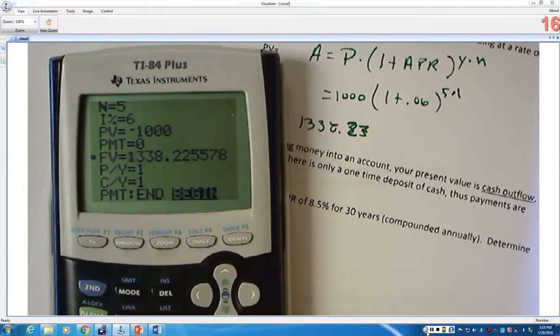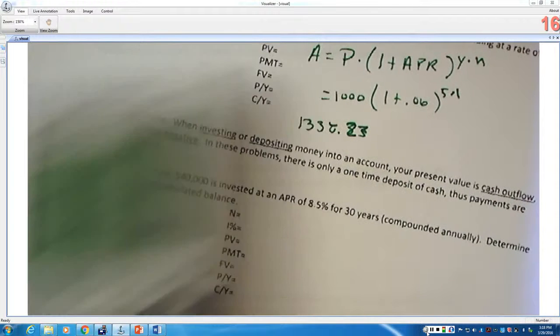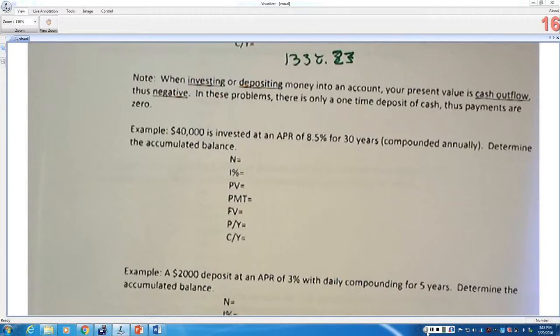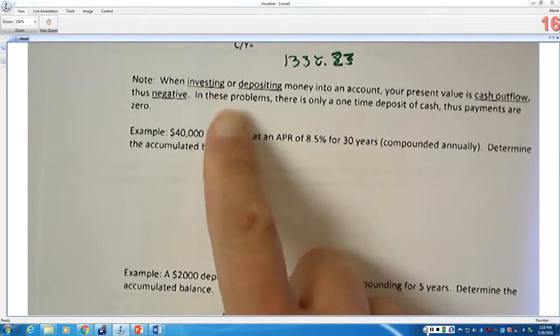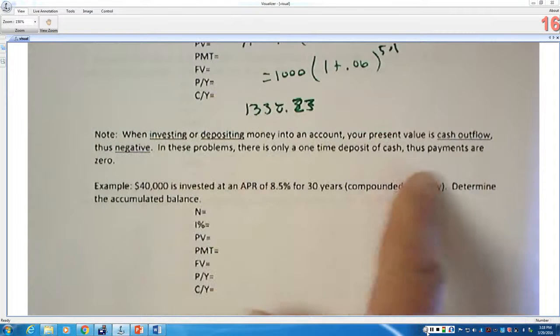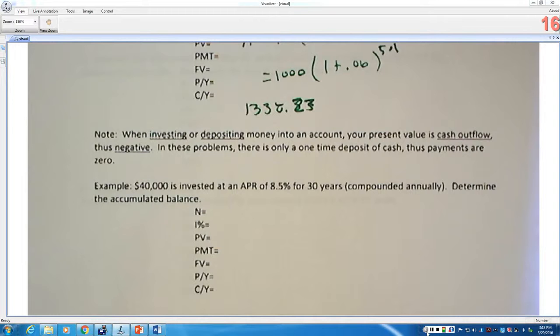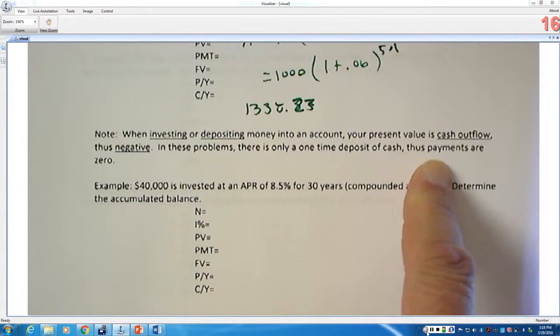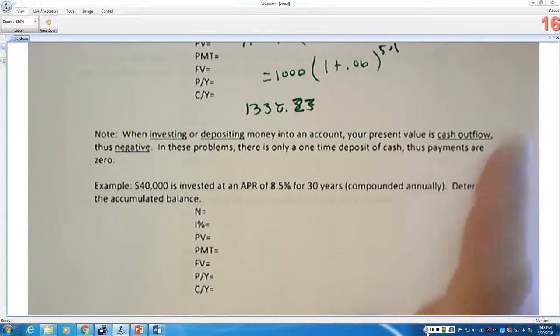Okay, so are there any questions on that? Let's look at the next one. When investing or depositing money into an account, your present value is a cash outflow. That's what I was telling you before, that's how you can picture it. You don't have money in your pocket now, you put it in the bank. So you don't have that money, so you can consider it a negative. Now, payments, you're not doing payments yet, so we have it at zero.